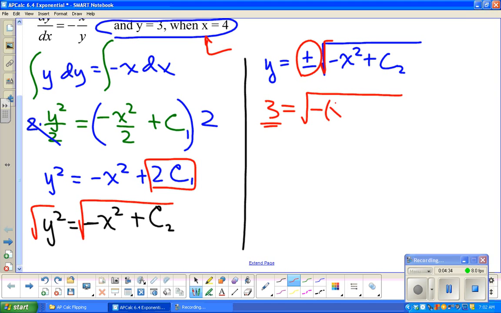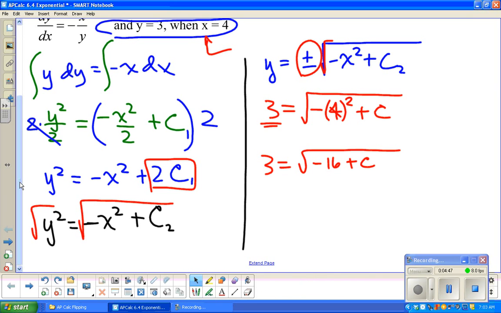Negative 4 squared plus c. So 3 equals, this is negative 16 plus c. And now I'm solving for c. So I guess we'll square both sides.